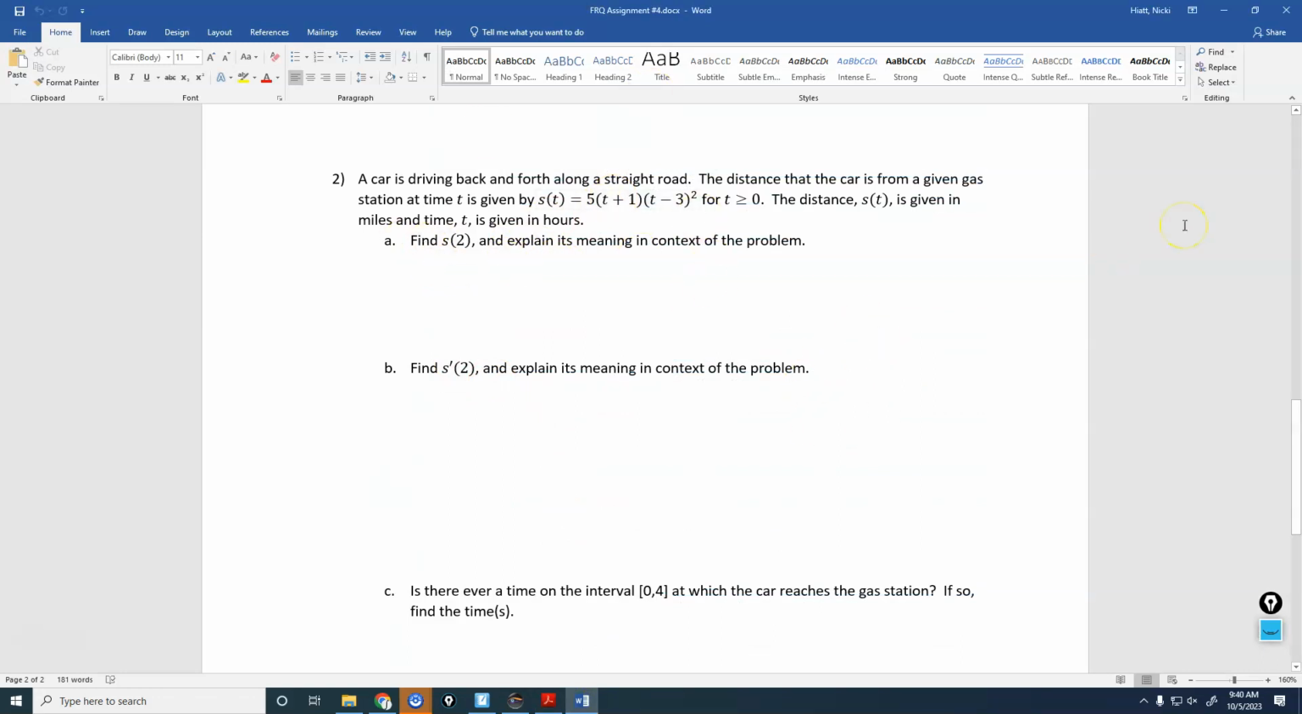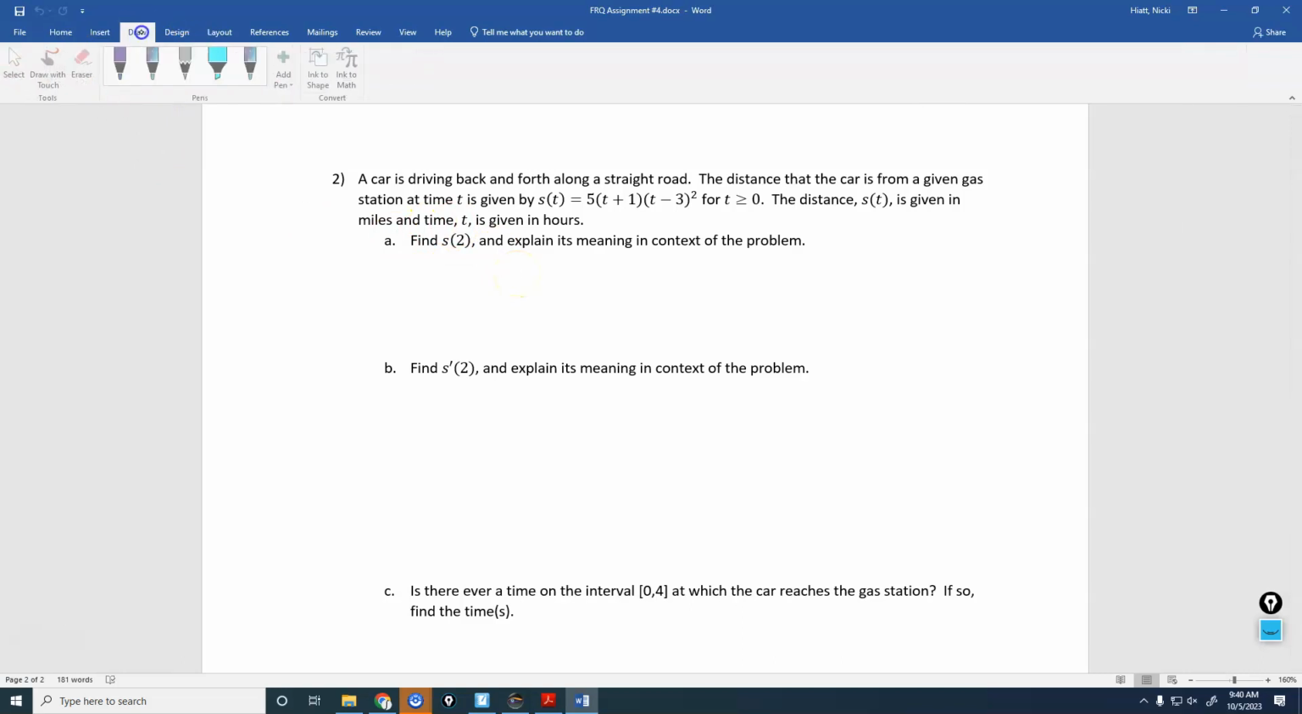Part of this is the meaning of this, because A is not a calculus question. A is asking you for S of 2. What do we do to find S of 2? Plug it in. So S of 2, you're just doing 5 times 2 plus 1 times 2 minus 3 squared. Technically, you don't have to simplify that. It is going to be easier to explain your meaning if you simplify it, right? And it's nothing too bad. So 5 times 3 times negative 1 squared, you're going to get 15.